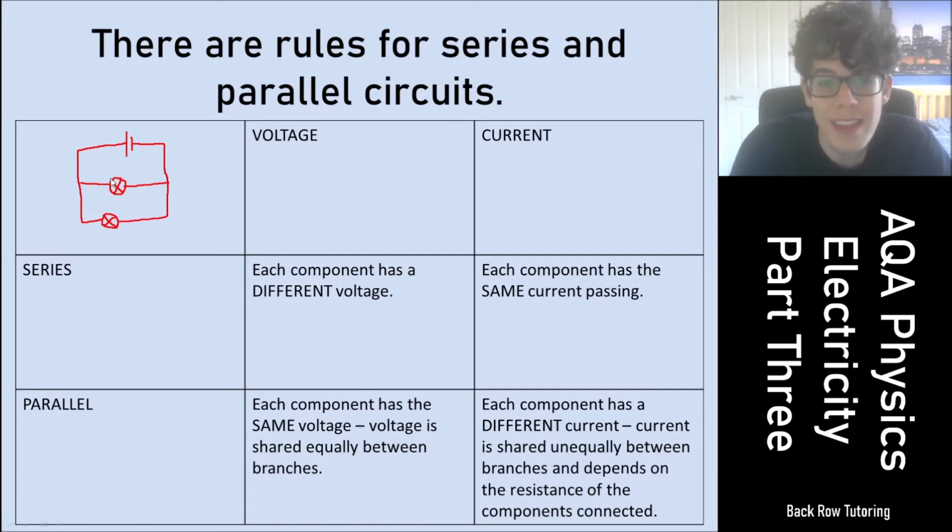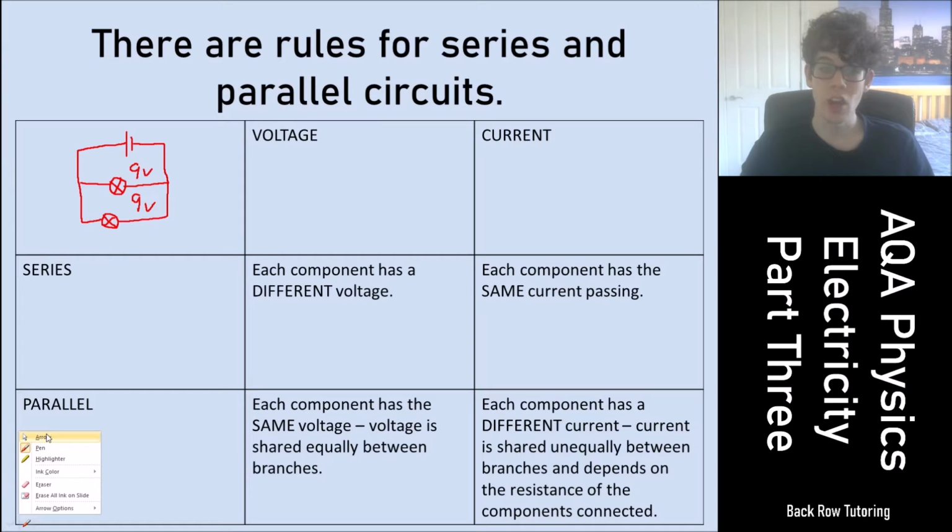So this lamp here, if this lamp had a voltage of 9 volts, and the exam question asked you to find out the voltage of this lamp, well, it's easy because we know from these rules that if the 2 components are connected in parallel, they have the same voltage. So both of those bulbs will have 9 volts across them.